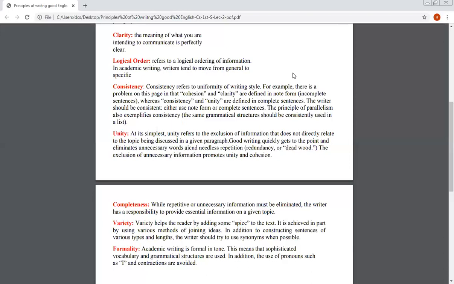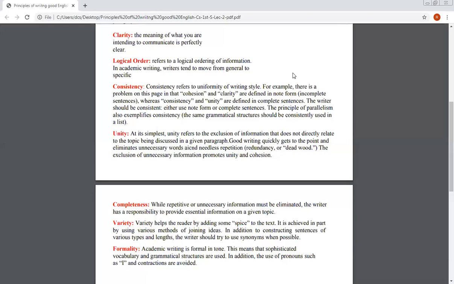There comes variety. You know, variety helps the reader by adding some spice to the text. And it can only be achieved in part by using various methods of joining ideas. In addition to constructing sentences of various types and lengths, the writer should use synonyms when possible.